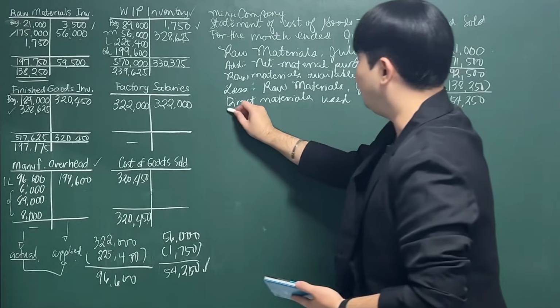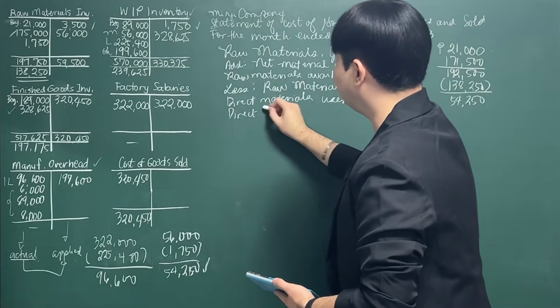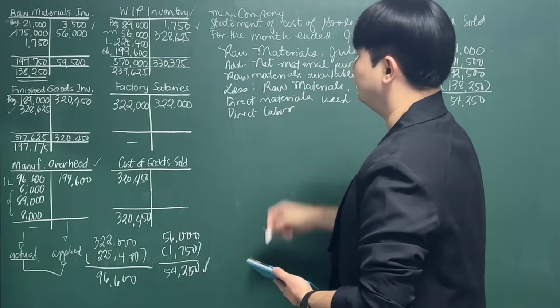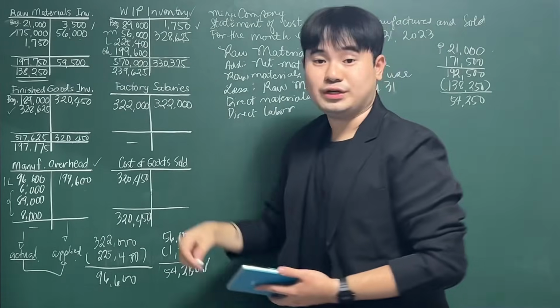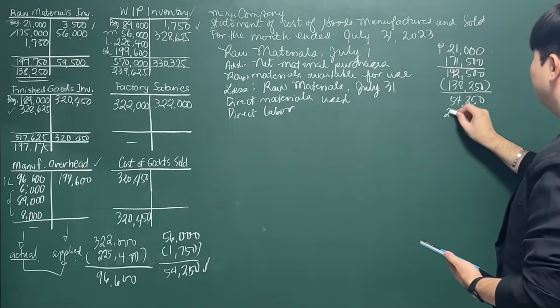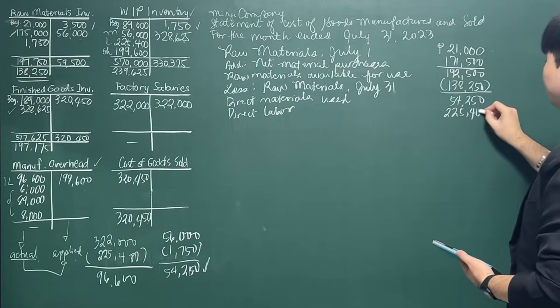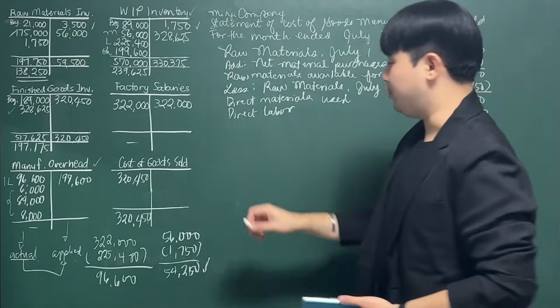Okay? Then we put here your direct labor, which is 225,400. And your manufacturing overhead.